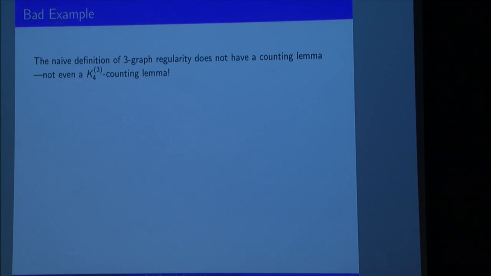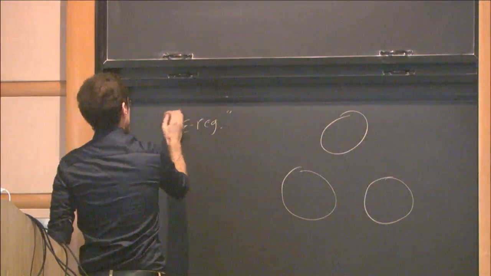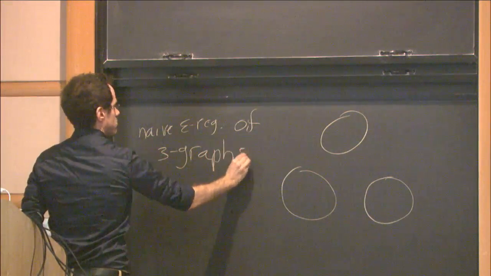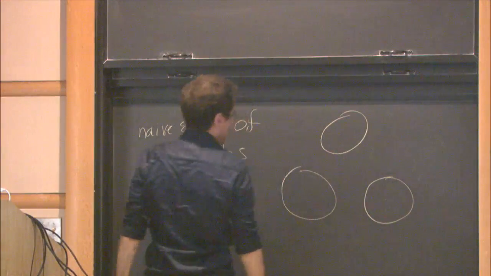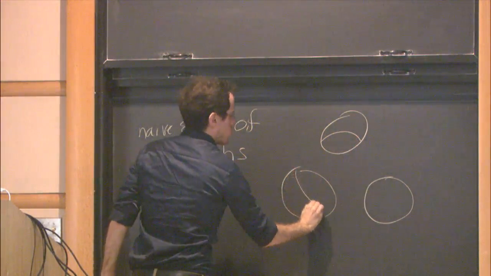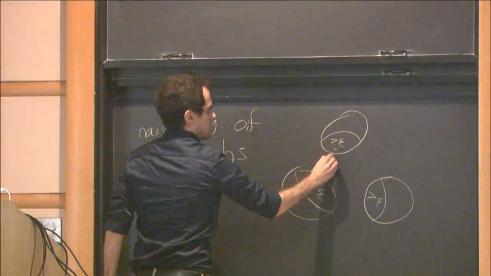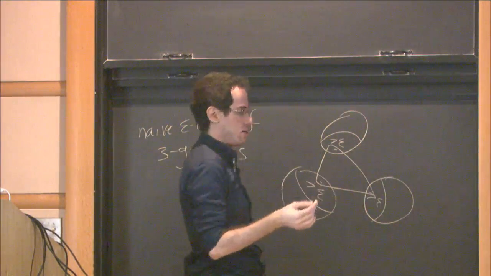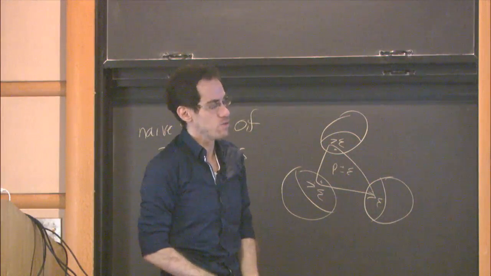So the naive way to extend the definition of epsilon regularity that I just mentioned to three uniform hypergraphs would be as follows. This is naive epsilon regularity of three graphs. Now the setting is that we don't have a bipartite graph, we have a tripartite three graph. Whenever you take large subsets in each of the vertex classes, then the number of hyperedges between them is what you would expect, the density of the hypergraph plus minus epsilon.